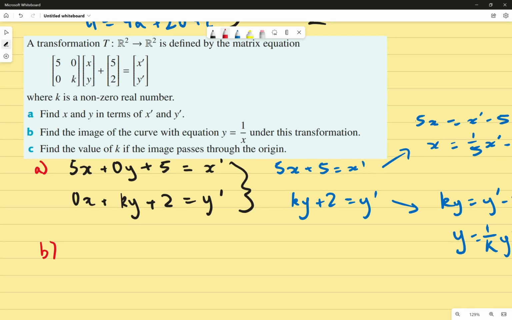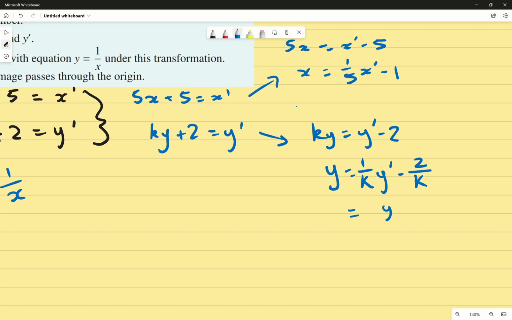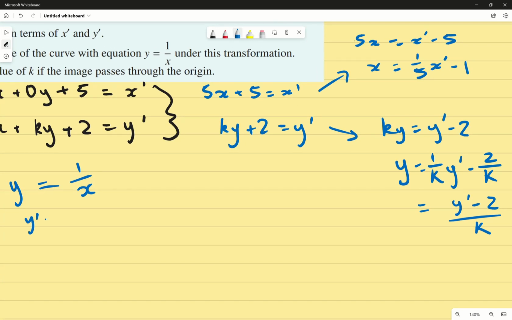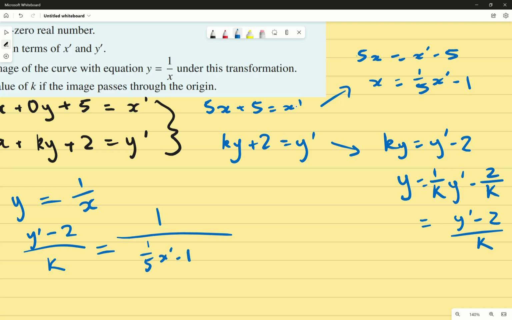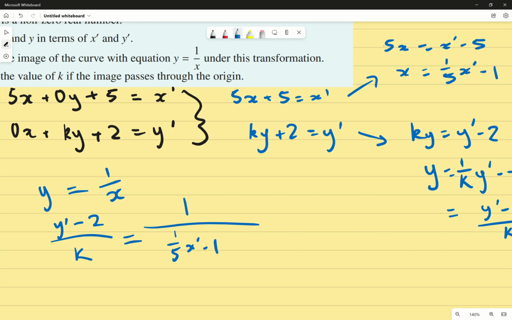So I'm going to rewrite, because it says this is the equation, isn't it? y equals 1 over x. So I'm going to rewrite y equals 1 over x using my defined values of y. So in this case, we said that y is this. I'm actually going to write it as equals y dash minus 2 over k. Same thing, I'm just making it a little bit easy for us to interpret. So we end up with y being replaced with that. So that's y dash minus 2 over k equals 1 over, and then x is going to be 1 over 5 x dash minus 1. That comes from over here. Okay. Any questions? No? Okay.